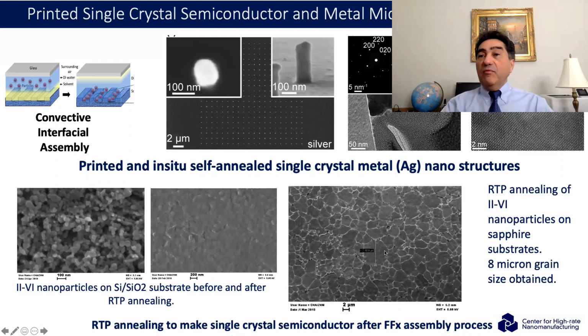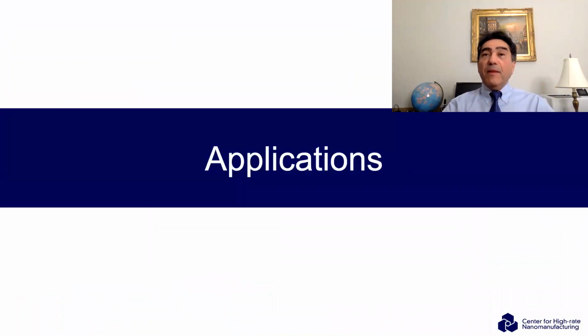And when we anneal, we found out that we have large grain size. So the grain size here is about 8 micron in size, which raises the possibility that you can actually make channels that are smaller than this size that could be single crystal for transistors. Okay, so let's talk about applications.